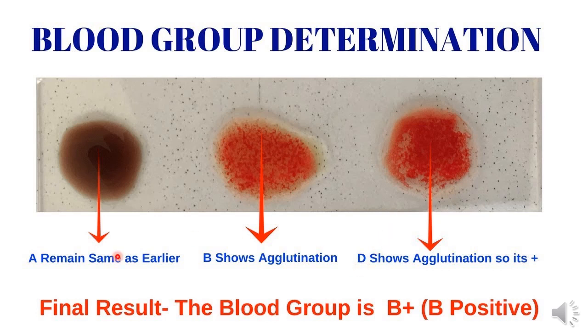This one did not make agglutination, so it doesn't have antigen A. This blood group doesn't contain the antigen A. This one made agglutination, so anti-B made agglutination with the blood, so this blood contains antigen B. And here it made agglutination with anti-D, so it contains the rhesus factor, so it's positive. That's how we knew that the blood group is B positive.